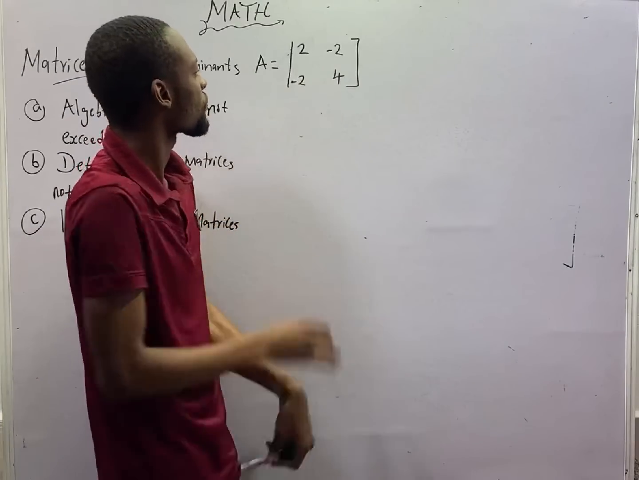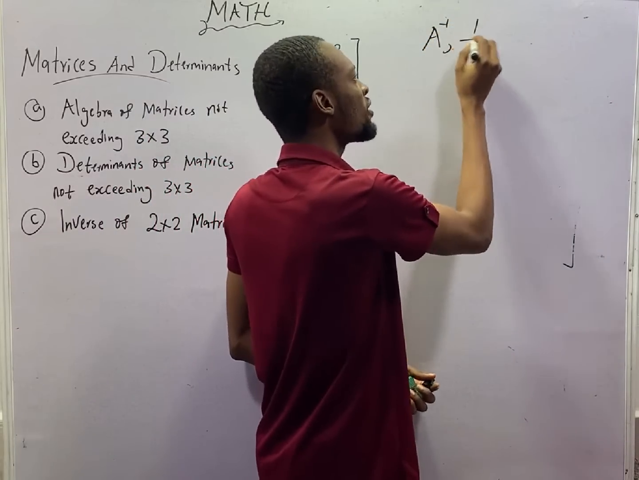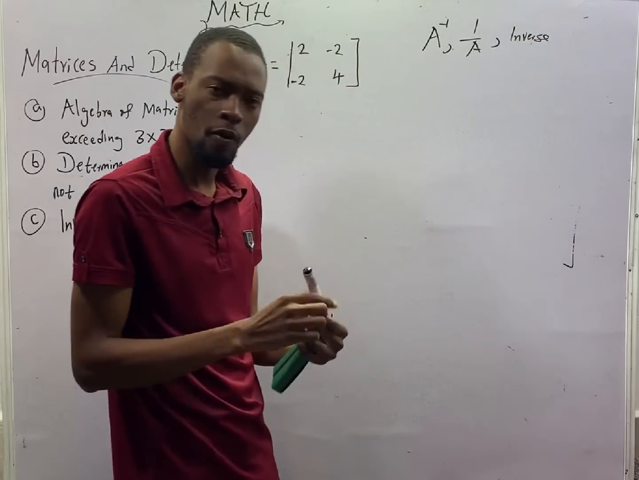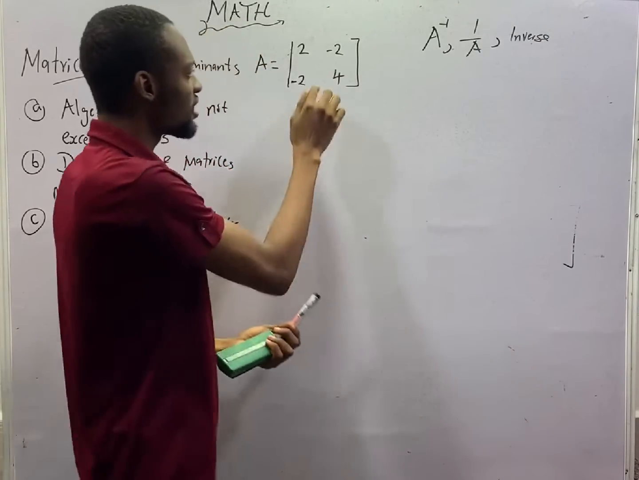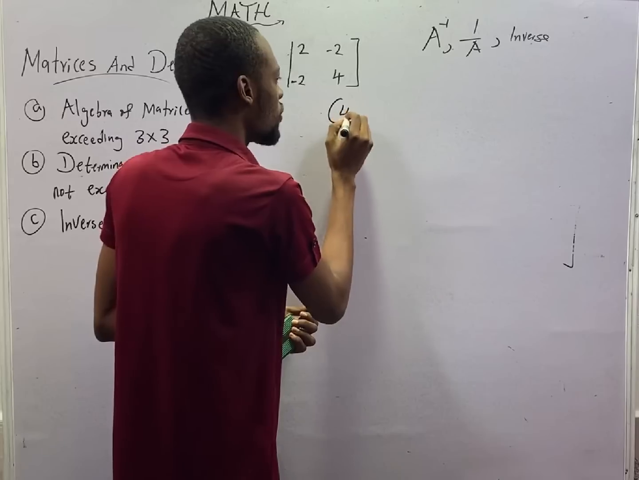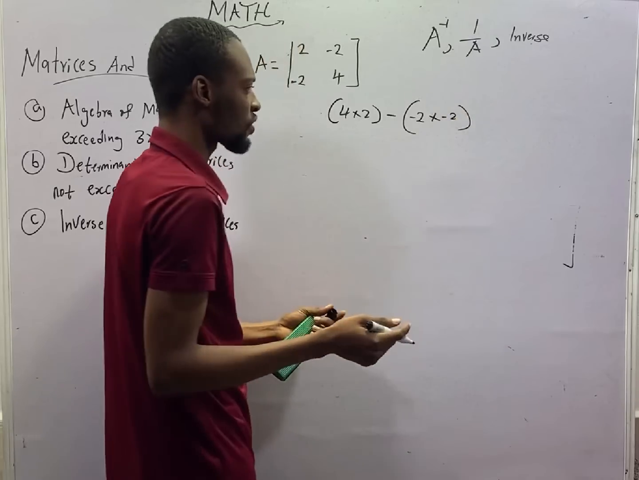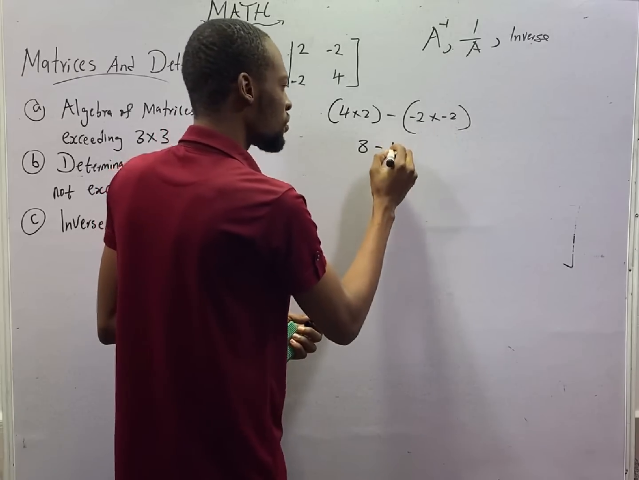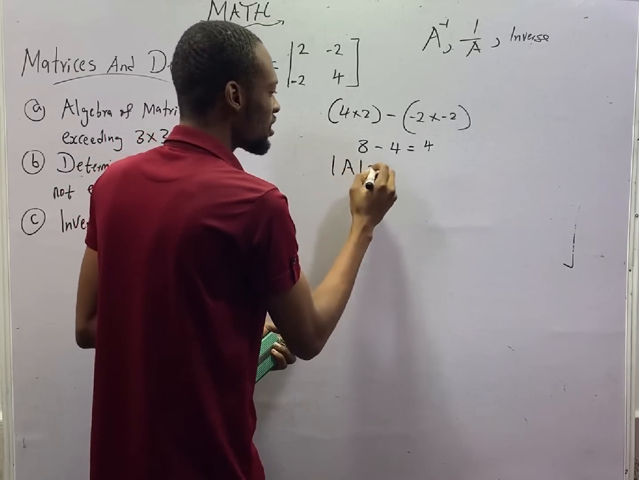Given this matrix A, this is a 2 by 2 matrix. If you are told to find A raised to the power of minus 1 or 1 over A or A inverse, you simply, first of all, find the determinant of A. How do you do that? You say this times this minus this times this. And what is that? 4 times 2 minus 2 times minus 2. That would be 8 minus 2 times minus 2. That is plus 4. So 8 minus 4. This will give you 4. So determinant of A is equals 4.